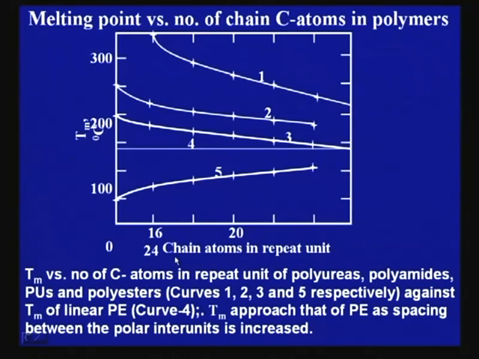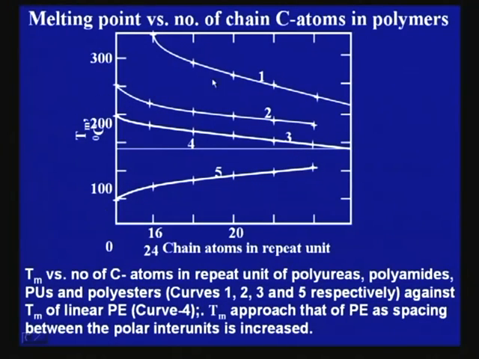What is the x axis? It is the chain atoms in repeat unit, that means the number of carbon atoms per repeat unit. Try to understand. You think of a polymer molecule. In the polymer molecule, what is the number of carbon atoms per repeat unit? Based on the carbon atoms per repeat unit, their melting temperatures vary. Now, if you think of polyethylene, there is no change in melting temperature with the increase or decrease of the number of carbon atoms.